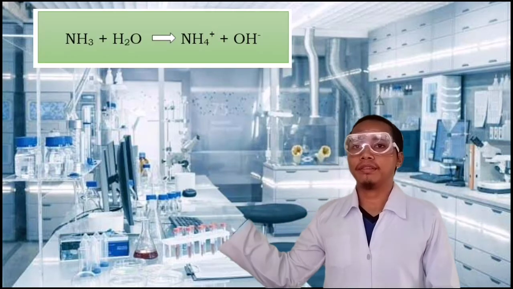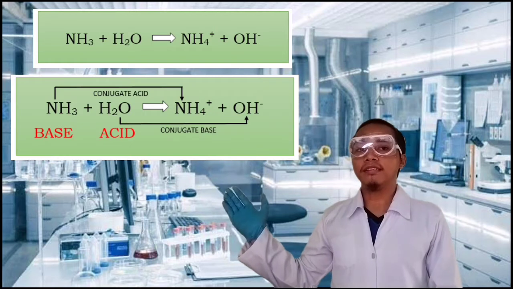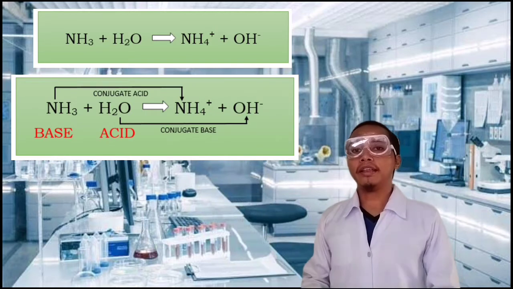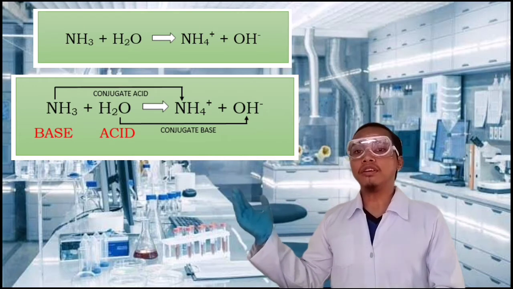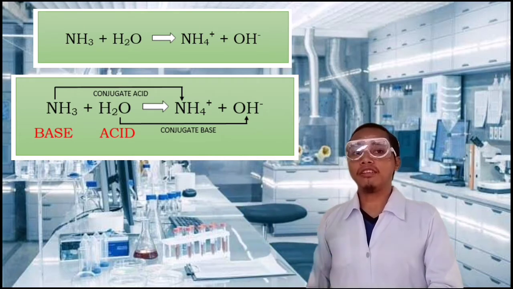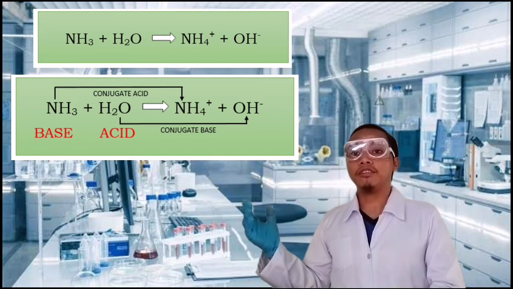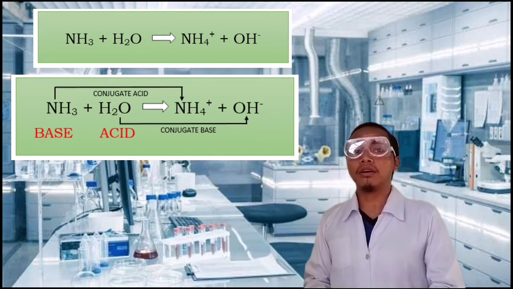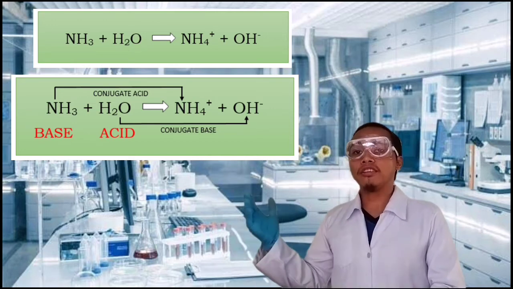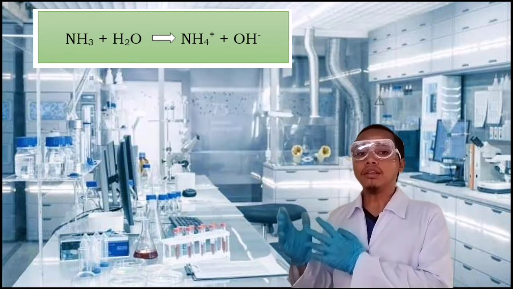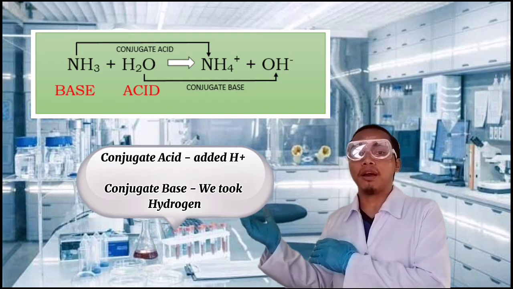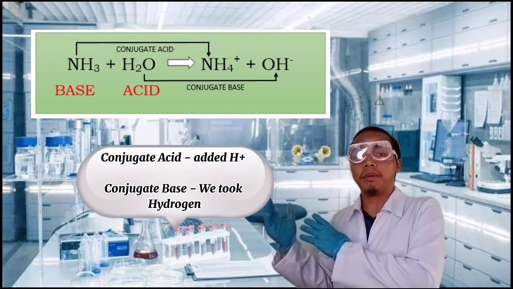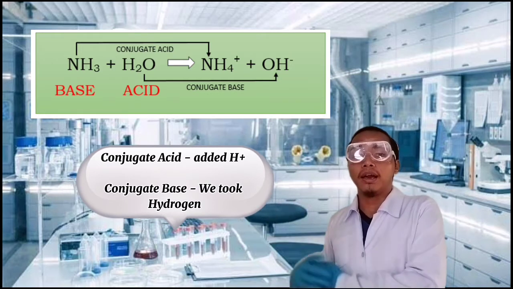So let's have an example. Here, our base is NH3 and our acid is H2O. We have the conjugate acid, which is NH4+, plus the conjugate base, which is OH-. We call it the conjugate acid because we added H+, and we call it the conjugate base because we took away a hydrogen.